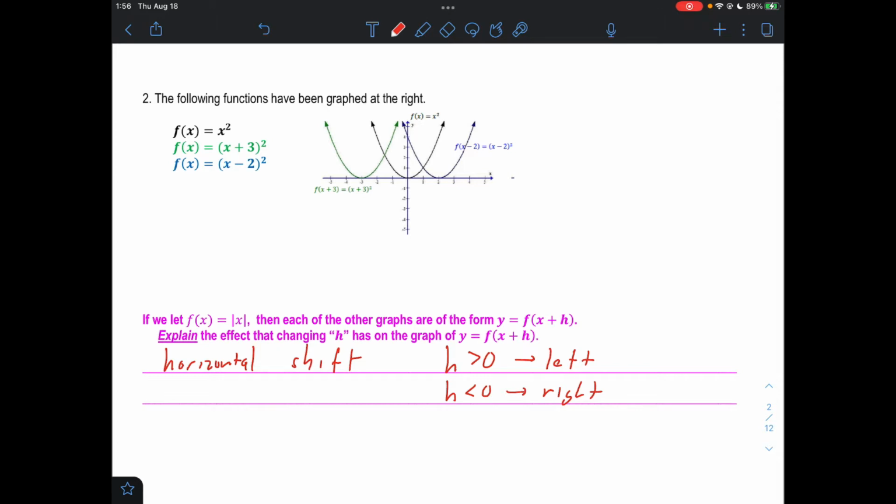Well, I shouldn't say that. Let's change that to, if it's x plus h, it moves left. And if it's x minus h, it'll move to the right.